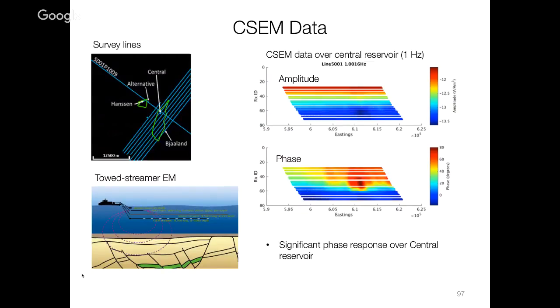So the CSEM is done along this line, and here's the data. Let me try to explain this. First of all, the data are going to be represented as an amplitude and a phase. Sometimes we talk about real and imaginary, it's fine, but you can also do amplitude and phase.